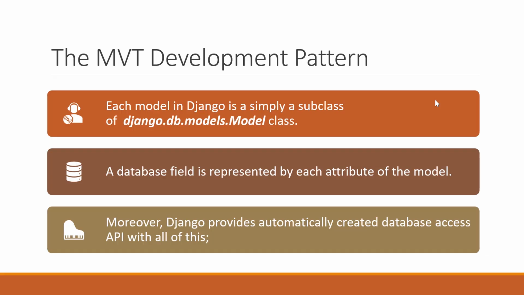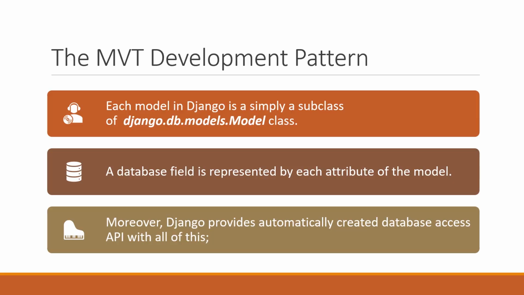Now there are some fundamentals related to models in Django. Each model in Django is simply a subclass of the django.db.models.Model class. So basically there is a module with the name models, and in that module we have a Model class. Or we can say, to create a user-defined model in Django, we need to create a subclass of this Model class. A database field is represented by each attribute of the model. So when we create a subclass of this Model class, in that class we can have different attributes, and those attributes act as database fields, or we can say the table fields. Moreover, Django provides an automatically created database access API with all of this. So it also provides one API through which we can interact with the data.